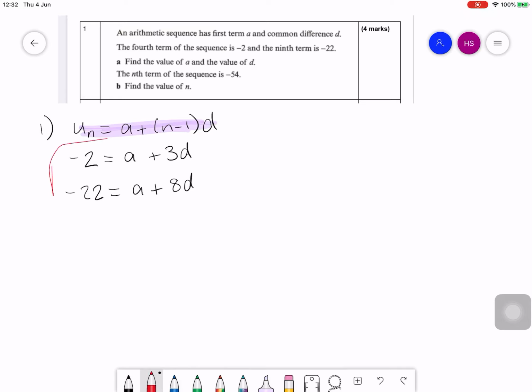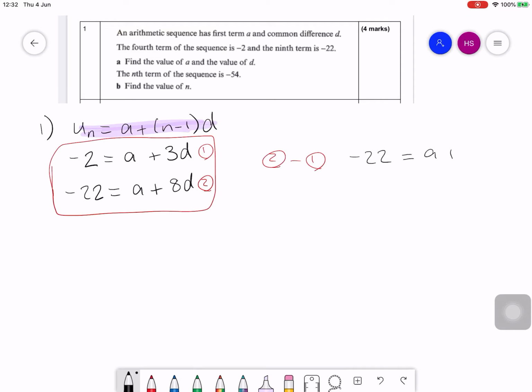Well, basically I've now just got two quite straightforward simultaneous equations. If I call that 1 and that 2, I would do equation 2 subtract equation 1. I'll write them out in the correct order, though you don't necessarily need to do this. If I'm subtracting, I've got minus 22 minus minus 2, so that's going to be minus 20. A minus A is gone. 8d minus 3d is 5d, so d is minus 4.